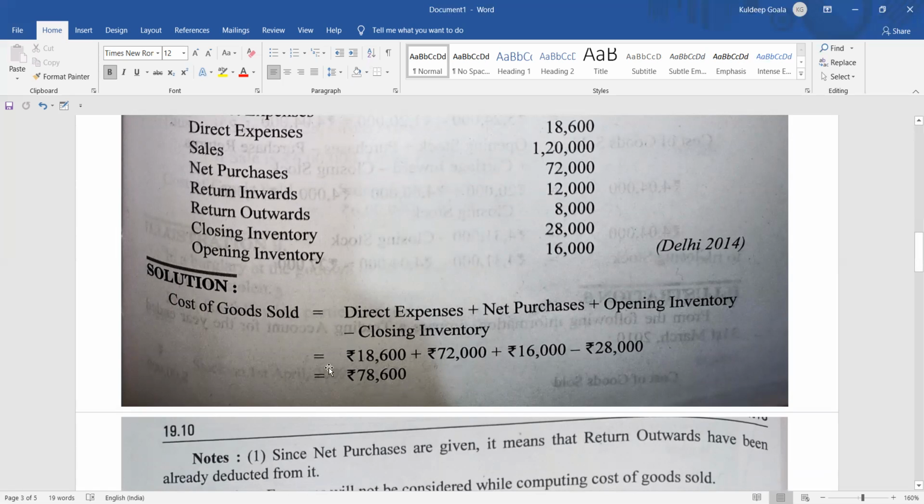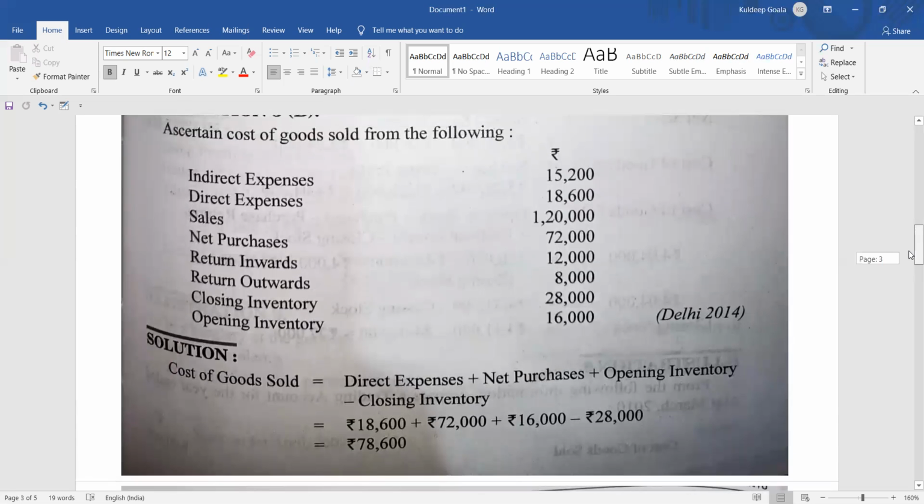Clear? Now from here you can find out the gross profit also. Again, it is not given in the question, but if you want, you can find out the gross profit also. How can you do that? It's very simple. Gross profit equals sales minus cost of goods sold. Now sales were how much? 1,20,000, and sales return was how much? 12,000. So 1,20,000 minus 12,000, the net sales is 1,08,000. So 1,08,000 minus 78,600 will be the gross profit. So it is coming to 29,400 rupees. So that will be the gross profit.